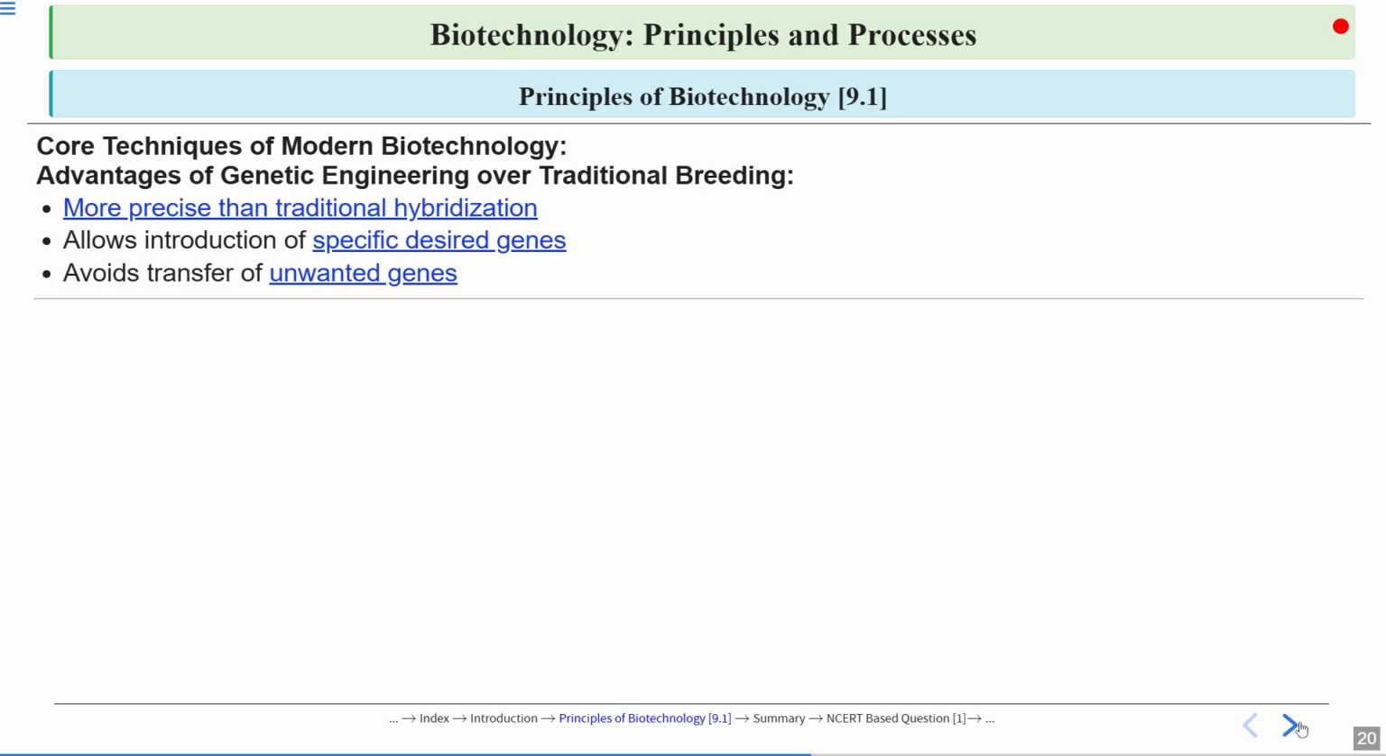Avoid transfer of the unwanted gene. That's the same thing that I have told. It makes sure that no unwanted genes go and transfer to the host, and that the host replicates and the product has some undesirable trait. Okay.